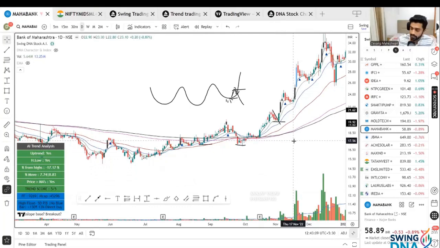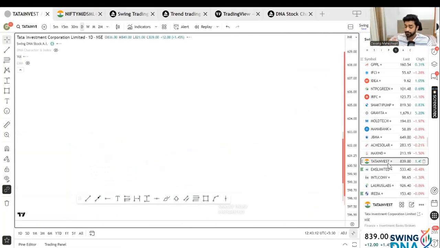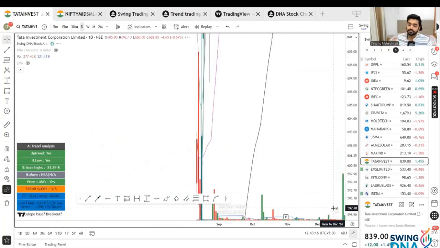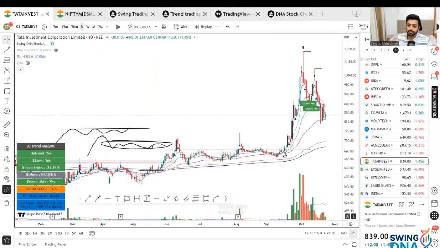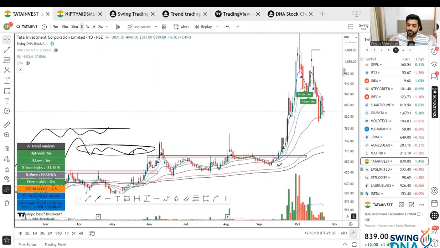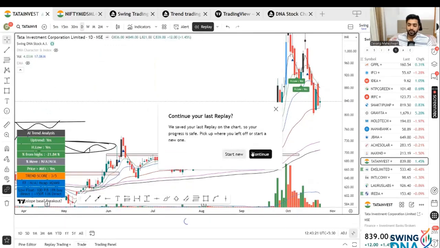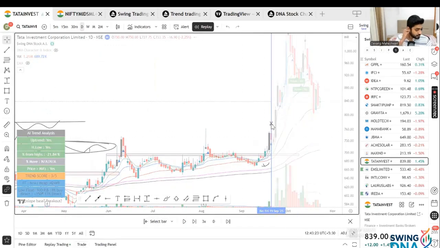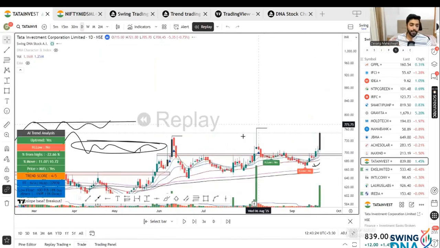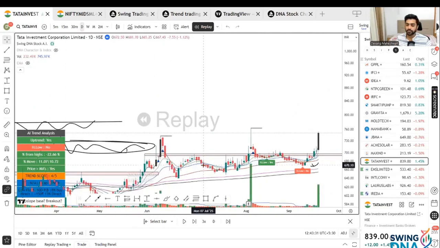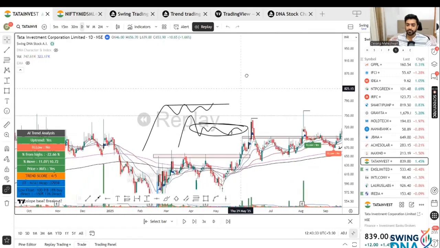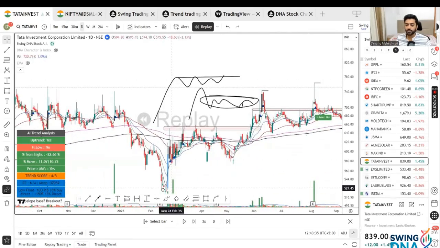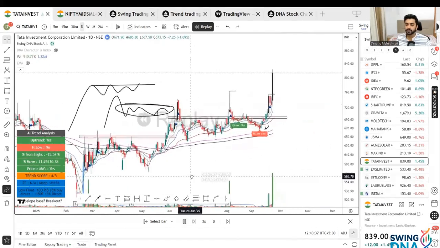Let's see more. Tata Investment also, let's see again. Look up here. How close it was from its high. It's 22% close. Minus 22% only. Okay. That's where to start. After that only big momentum came.